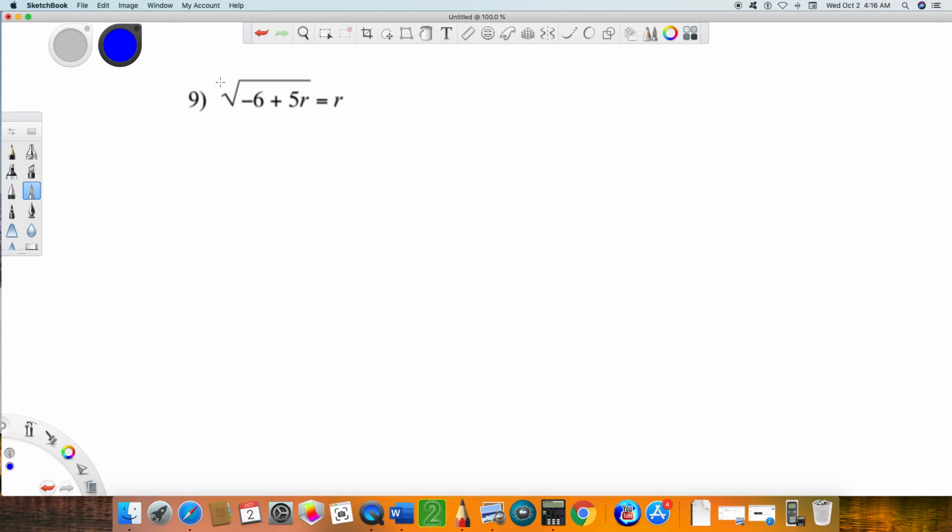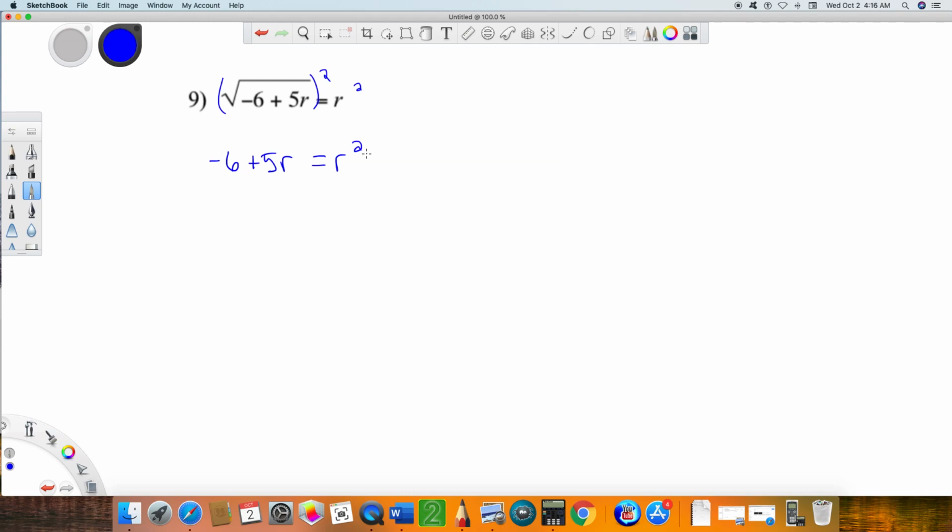So on the left-hand side, I'm going to square that. And to balance the equation, I'm going to square this on the right-hand side. So this square root symbol goes away. It cancels. And on the right, we have r squared. So this equation is a quadratic equation.